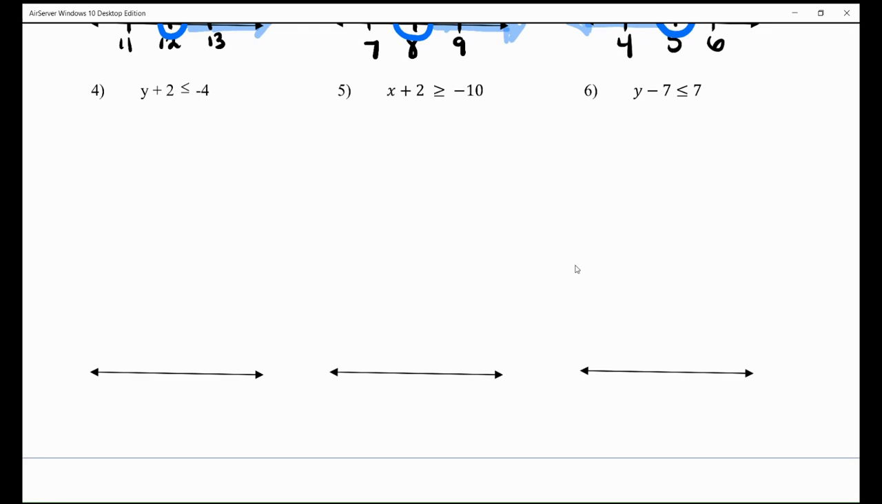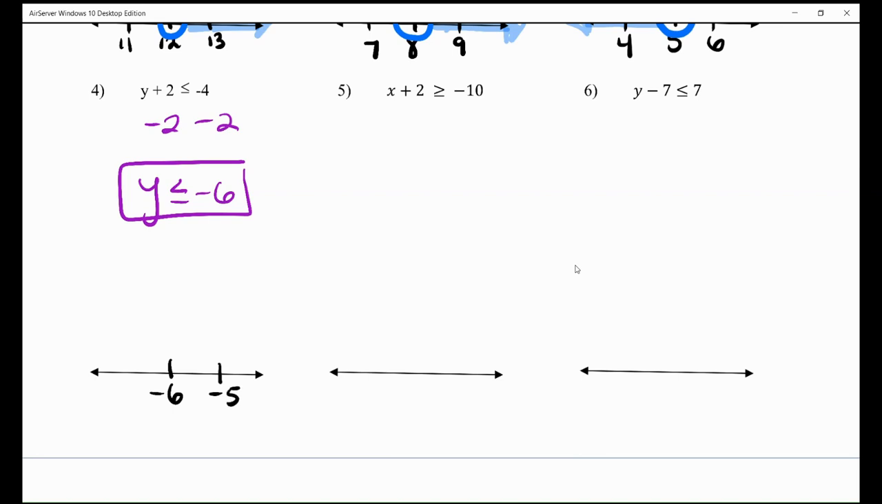For number 4, we have y plus 2 is less than or equal to negative 4, so the inverse operation is to subtract 2. So we get y is less than or equal to negative 6. So put negative 6 in the middle, and be careful when making negative number lines because increasing would mean negative 5, decreasing would be negative 7.